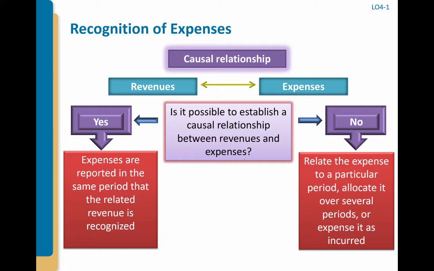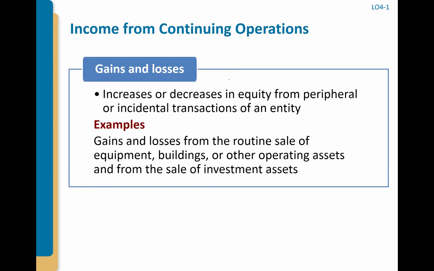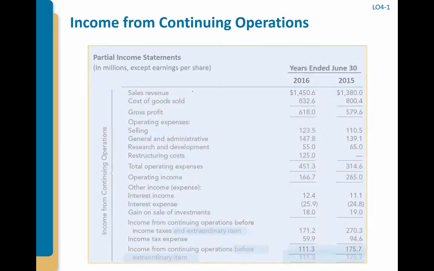If it isn't, then we can just record it to the particular period it relates to, or we might allocate it over several. But normally when you're talking about revenues and expenses, if there is this causal relationship, then we have to adhere to the matching principle and record them in the same period. So gains and losses are either increases or decreases, and they're just incidental or outside transactions, maybe from the sale of an equipment or a building or operating assets, not your normal course of business.